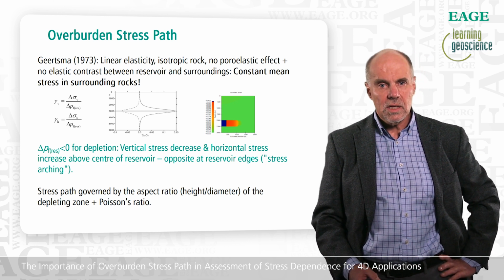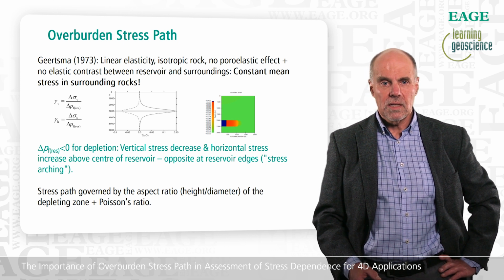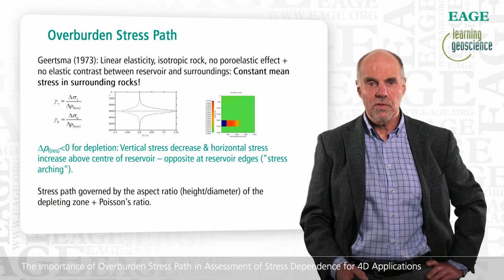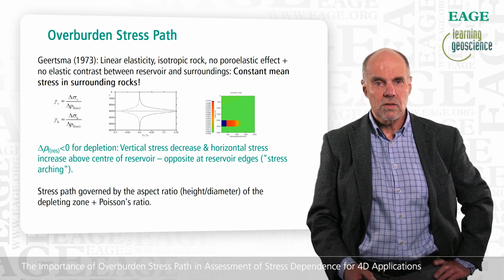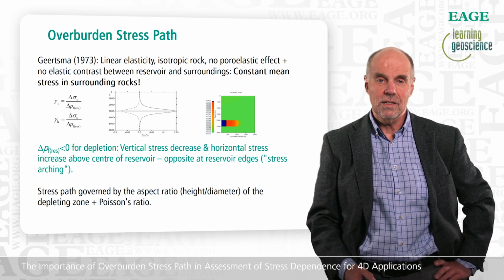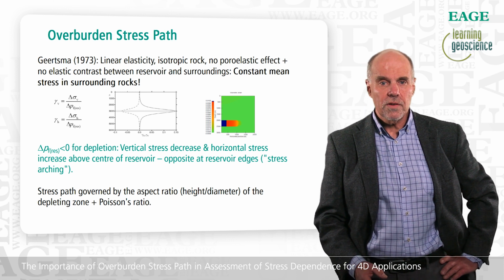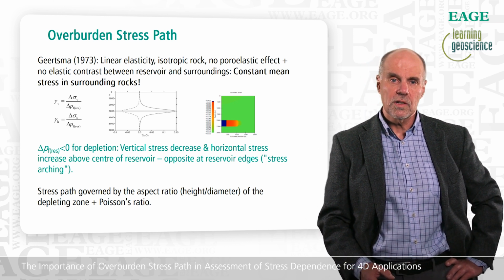The vertical gamma is positive everywhere. Since depletion implies a negative pressure change, it means that the vertical stress is decreasing above the center of the reservoir, whereas the horizontal stress is increasing. And you may see that the ratio is 2:1, so we have constant mean stress. The other interesting feature about this graph is, well, there are two interesting features.